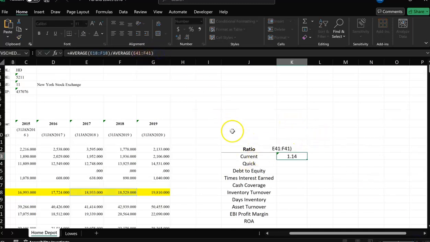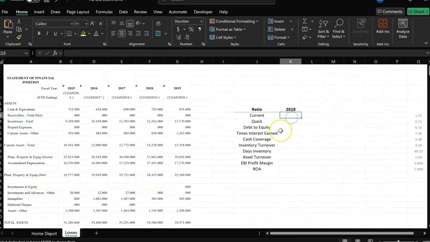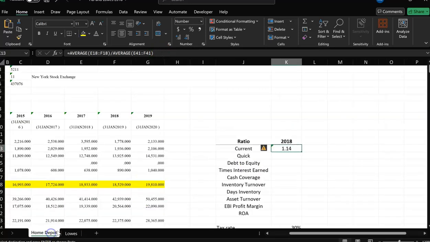Again, I'm just taking the average values there, and I can do the same thing with Lowe's. Since these spreadsheets are the same, I'm just going to copy this over. And for Lowe's, I get a current ratio of 1.02. So if you're trying to make a judgment here, you would say, well, not much difference, maybe a slight advantage to Home Depot.